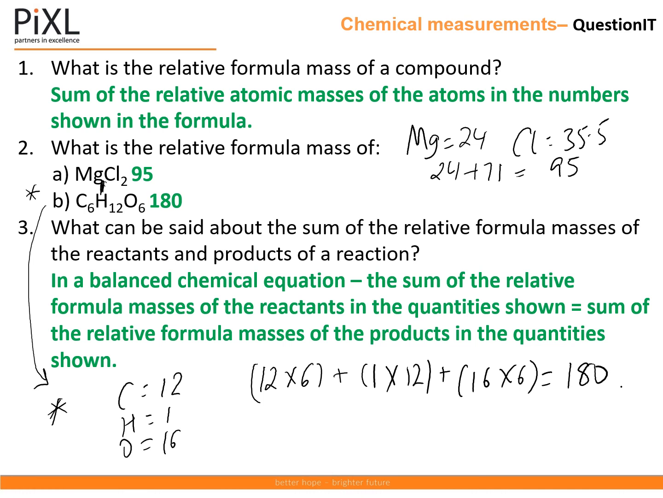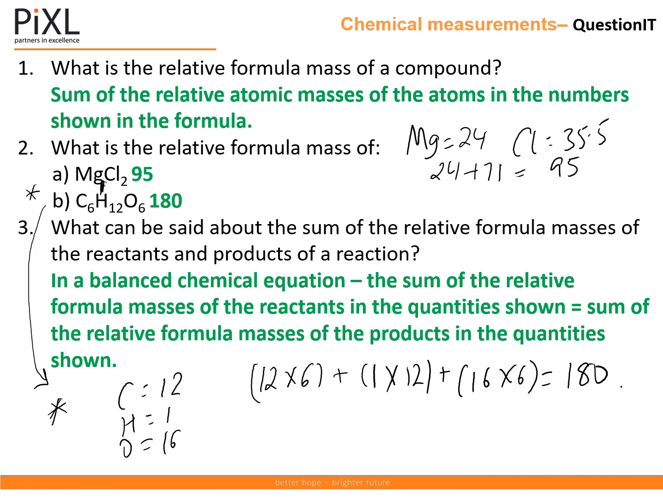And why have I got a relative atomic mass of 35.5? We'll talk about that in a minute because it's relative, and I'll show you how to calculate that. But what can we say about the sum of the relative formula masses of reactants and products? If you're doing a balanced equation, you will notice the left-hand side is always equal to the right-hand side, and this is due to the law of conservation of mass, where mass cannot be created or destroyed.